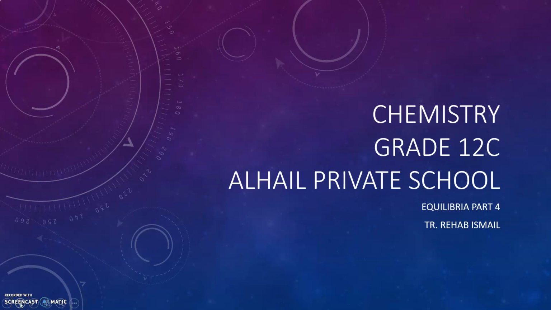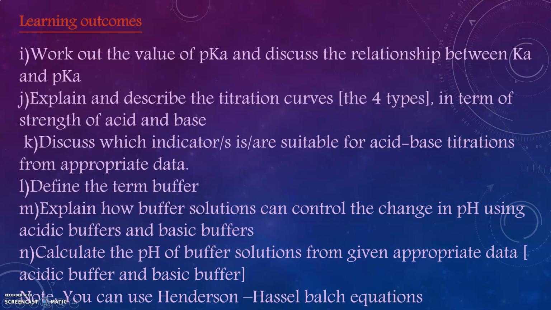Let's take a look at the learning outcomes in this video. First, we have to work out the value of pKa and the relationship between Ka and pKa. Explain and describe the titration curves. There are 4 types. Discuss which indicator or indicators are suitable for an acid-base titration. Define what a buffer solution is. Explain how a buffer solution can control the change of pH.